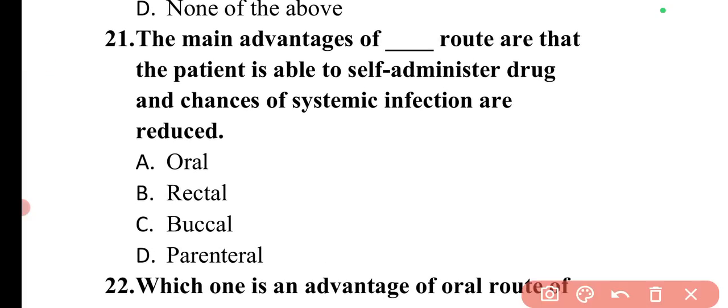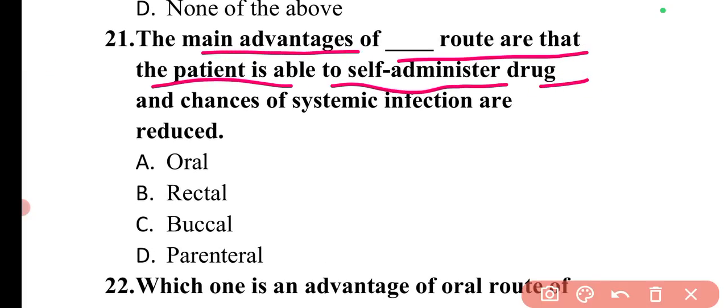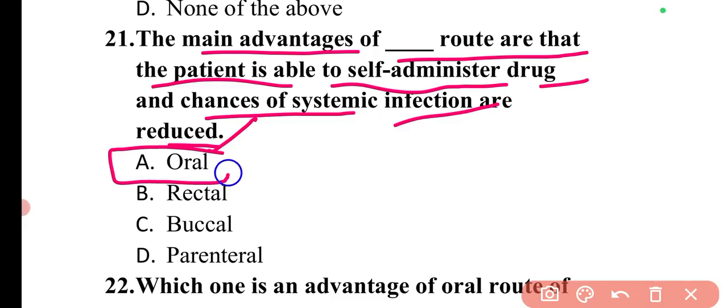Next question is the main advantage of dash route is that the patient is able to administer the drug and any risks of systemic injection are reduced. So the main advantage of oral route is that the patient is simply self-administering the drug. There is only a tablet, so he or she can take the tablet on their own.